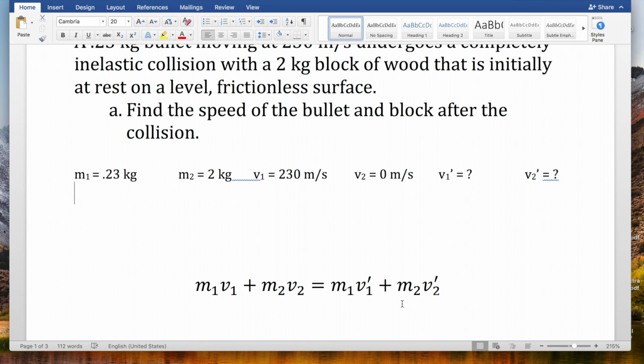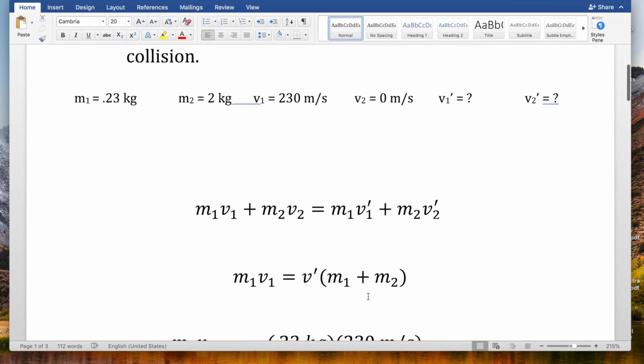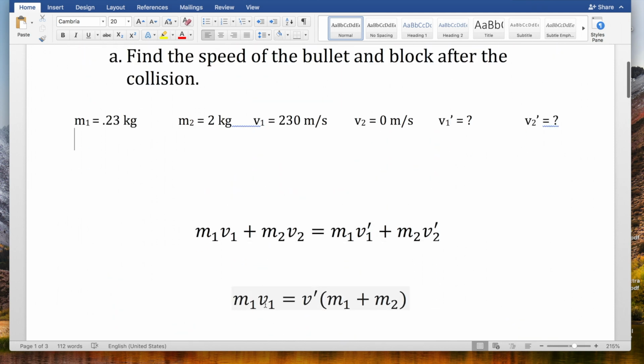And we can actually clean this up a little bit. M2 being the block of wood, because the block of wood starts with an initial velocity of 0, this whole second term here can drop out. And because this is a completely inelastic collision, the final velocities have to be the same, meaning v1 prime has to equal v2 prime. So I can actually factor this out. So there's the cleaned up version. We dropped the m2v2 term, and then we factored out the v prime term.